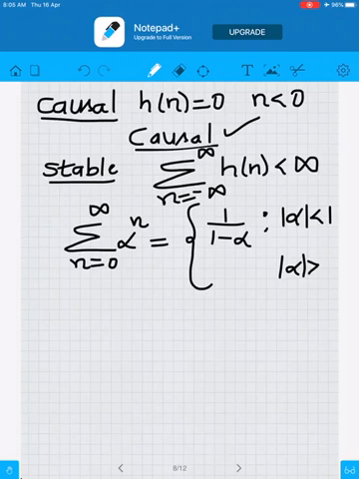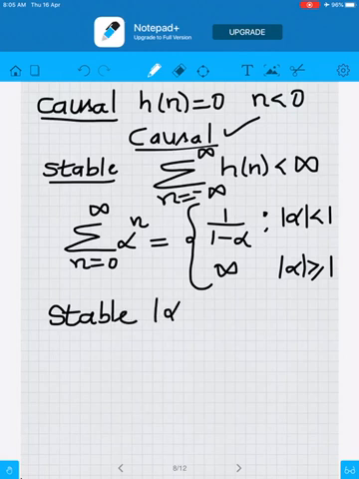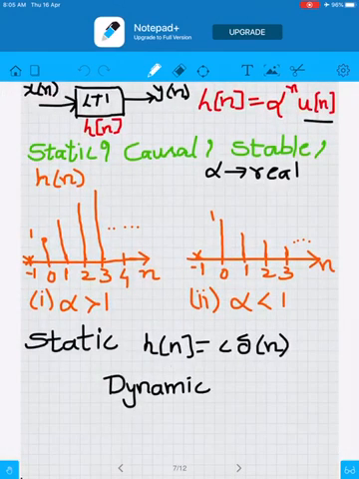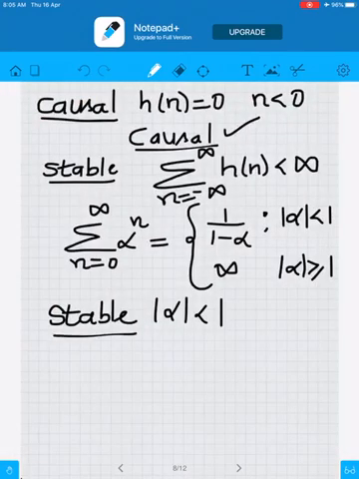What if the magnitude of alpha is greater than or equal to 1? Even if it is equal to 1, it will be a diverging sequence. It is a growing exponential sequence, and hence it will be equal to infinity and not a finite quantity. Hence we can say that the given system is stable provided the magnitude of alpha is less than 1. Hence in this problem the given system is dynamic, causal, and stable. Okay, let's see another example.